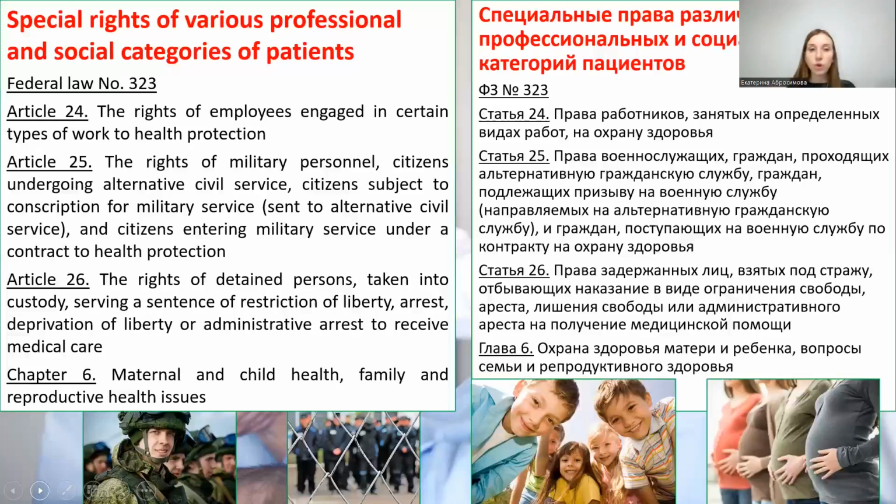Article 26 of this federal law is called the rights of detained persons taken into custody, serving a sentence of restriction of liberty, arrest, deprivation of liberty, or administrative arrest to receive medical care. So, of course, it should be mentioned that, first of all, these persons have the right to medical care, and hospitals and medical units are organized to provide medical care to convicts, and medical correctional institutions are organized for the maintenance and outpatient treatment of convicts with an open form of tuberculosis, psychiatric diseases, alcohol, and drug addicts.